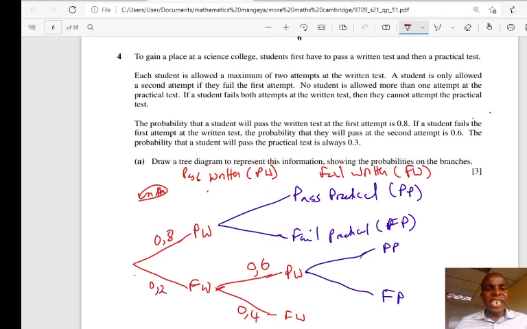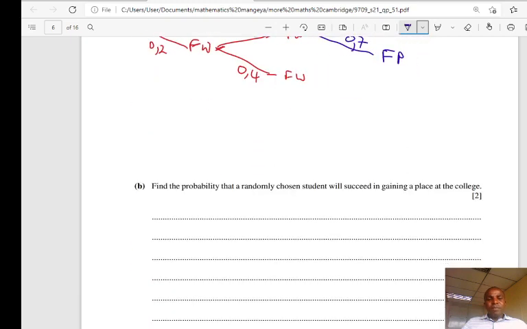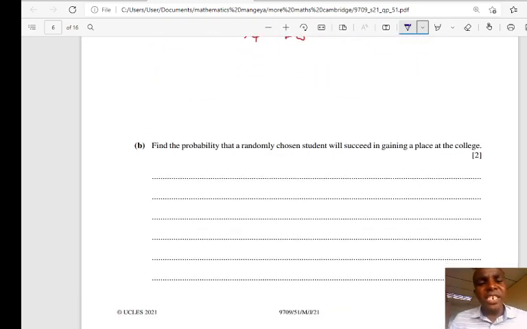Then the probability that a student will pass the practical test is always 0.3. So pass practical is always 0.3, which means failing practical is 0.7. So pass here 0.3, failing 0.7, pass here 0.3, failing 0.7. This will be your tree diagram, right? So that's your tree diagram. Done.